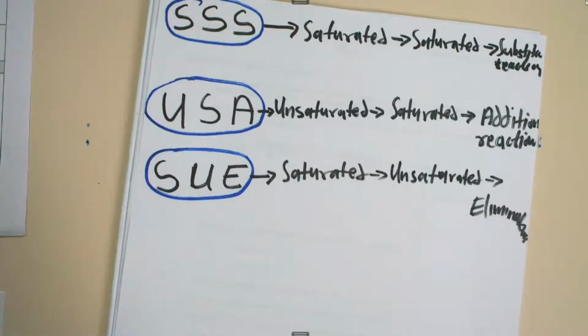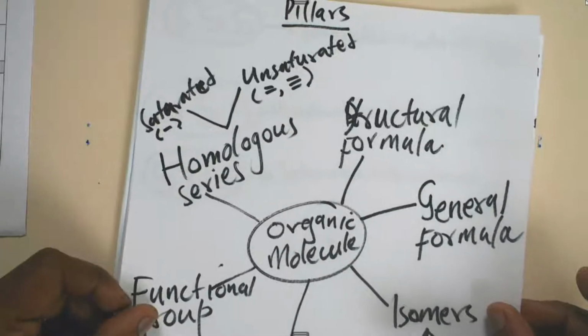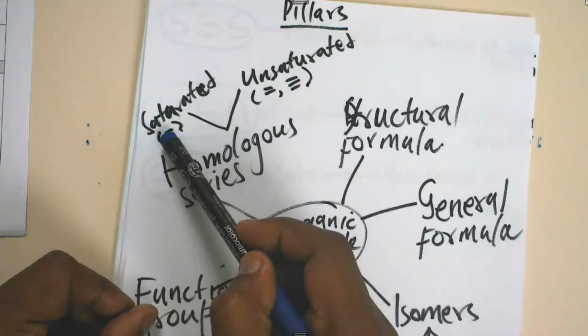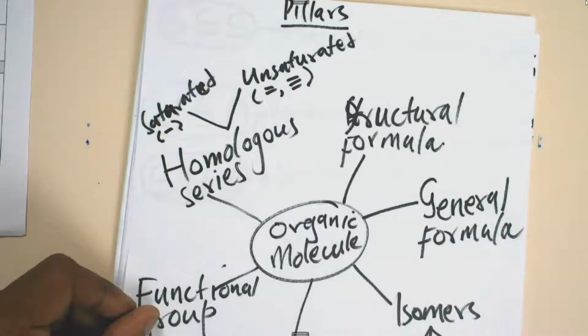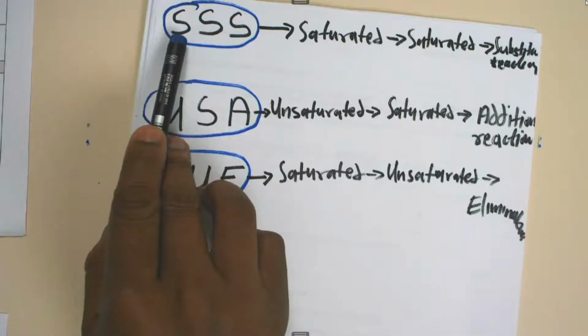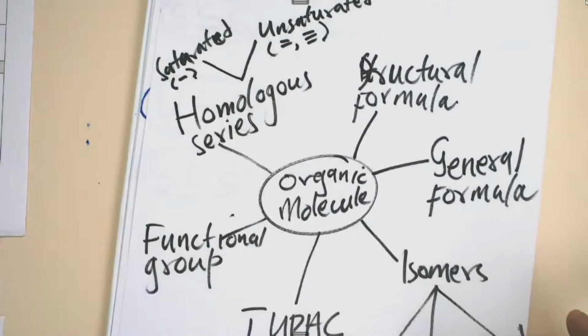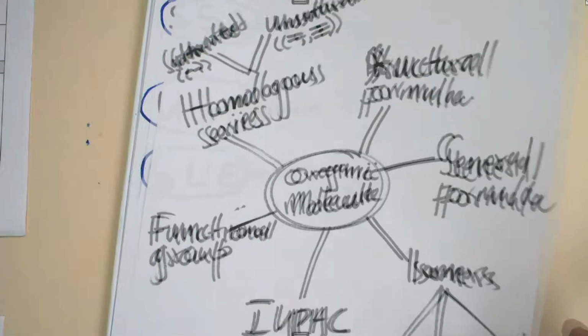But now the issue of when it is saturated and when it is unsaturated goes back to the first pillars that we started with. Because if I don't know when it is saturated and when it is unsaturated, then everything thereof is going to fall off. So I won't be able to identify saturated and unsaturated. It means the key pillars that we started with are now building up to different concepts in organic molecules.